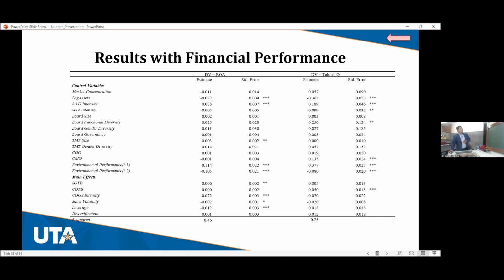On the other hand, if we look at the presence of a customer on the board, we see that the customer on the board has a more long-term outlook, and they have a very positive effect on Tobin's Q.